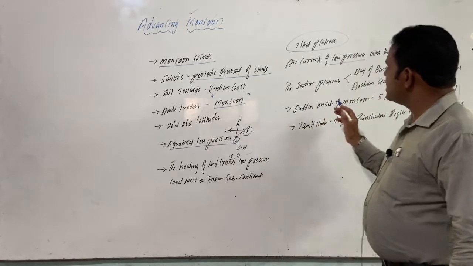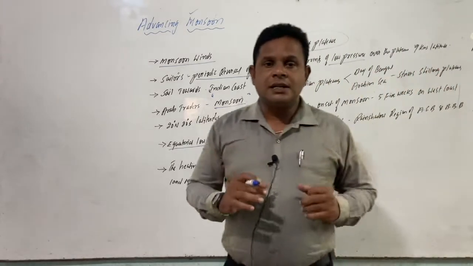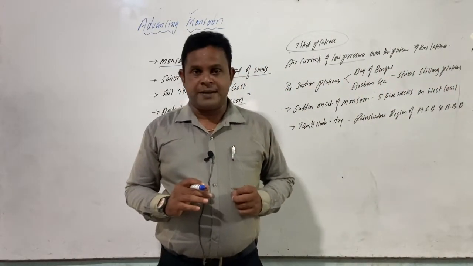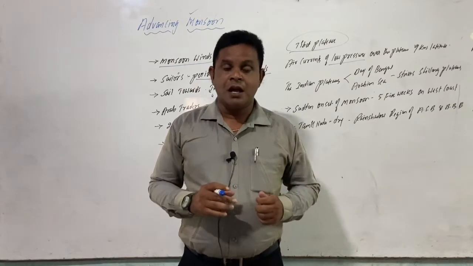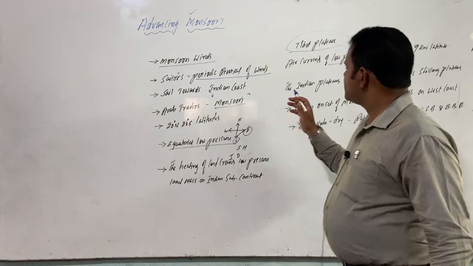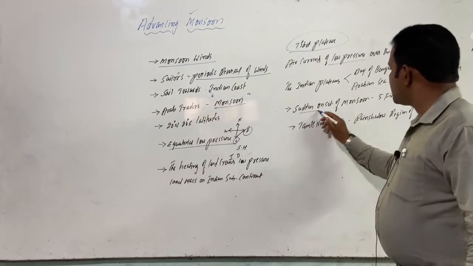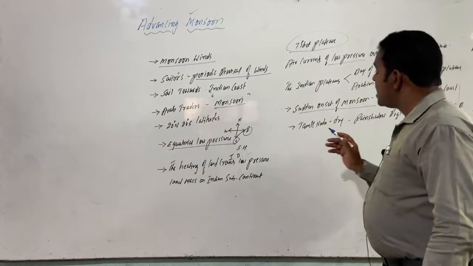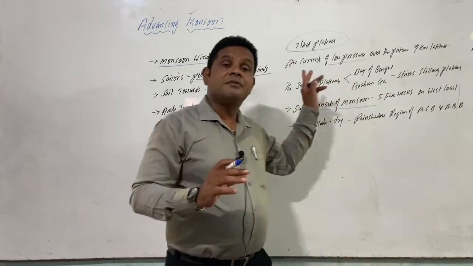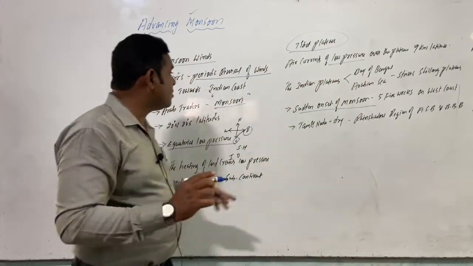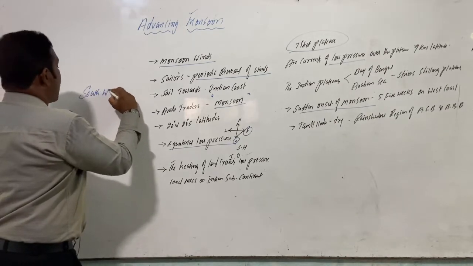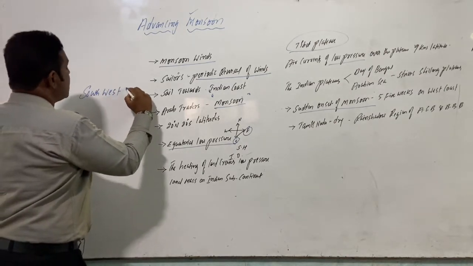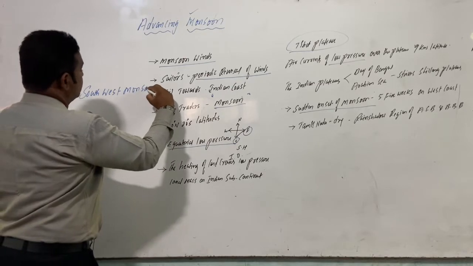In this, especially, we see the sudden onset of monsoon, burst and break, sometimes with thundering and lightning. The sudden onset of the rain that you get, or the sudden onset of monsoon, is only because of the advancing monsoon. Advancing monsoon is also known as southwest monsoon.